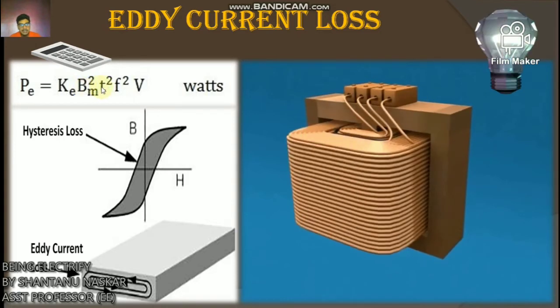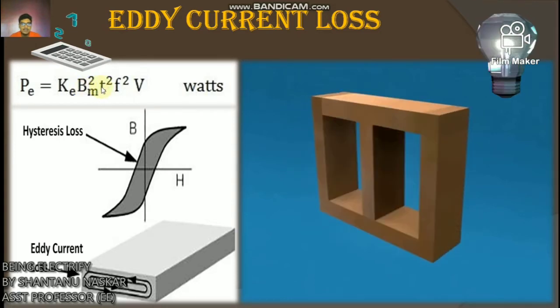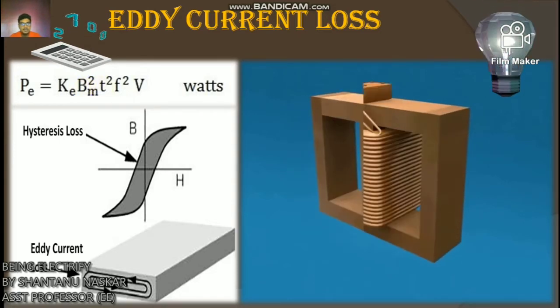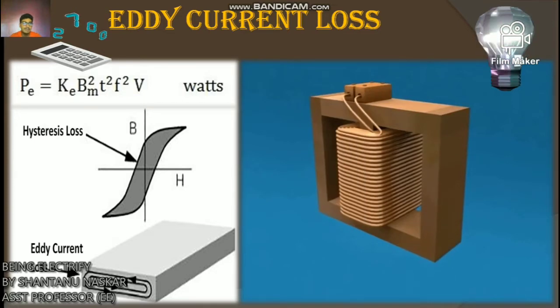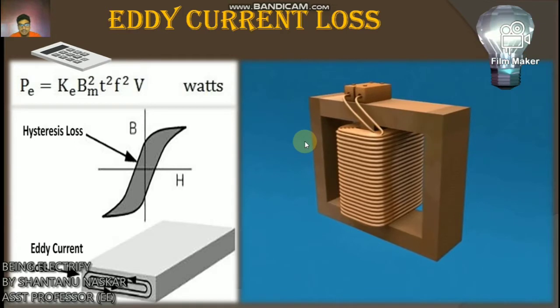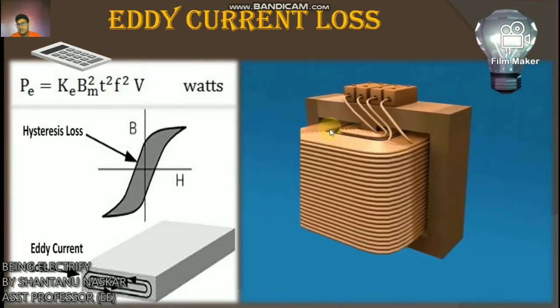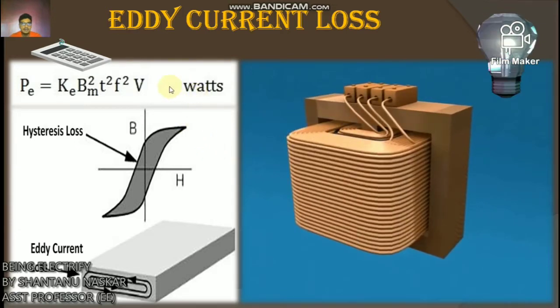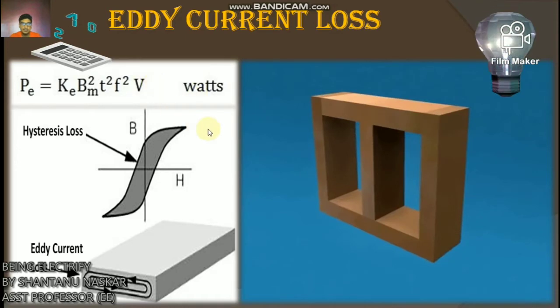T is the thickness of the lamination in meter. F is the frequency of reversal of the magnetic field, unit is Hertz, and V is the volume of the magnetic material, unit is meter cube.